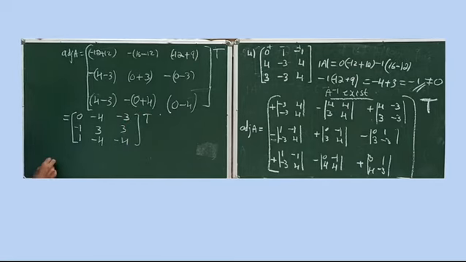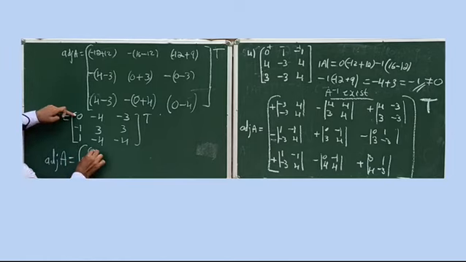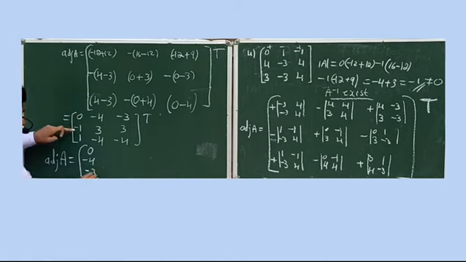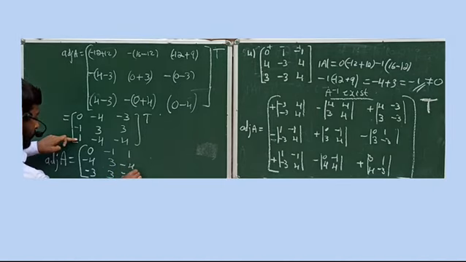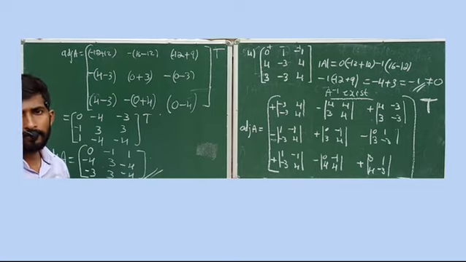Okay, therefore adjoint A is equal to, see, take the transpose, you will get 0, minus 4, minus 3, minus 1, 3, 3, 1, minus 4, minus 4. This is nothing but adjoint of the given square matrix. Okay, transpose means interchange rows and columns. Write columns as rows or rows as columns.